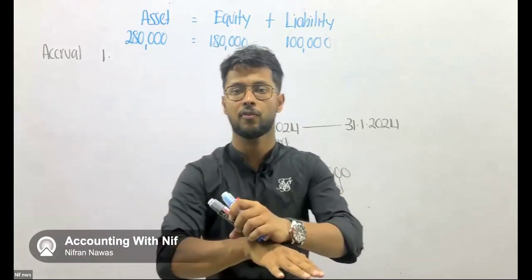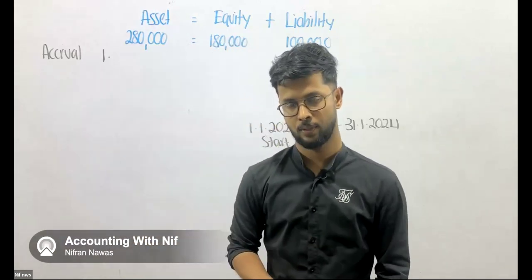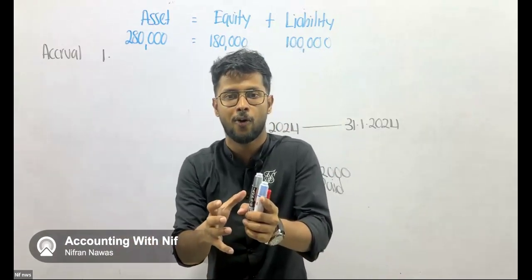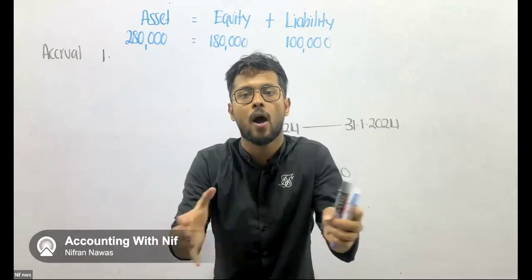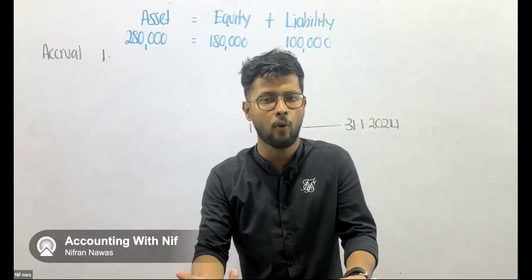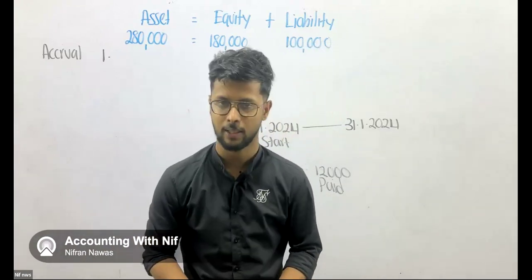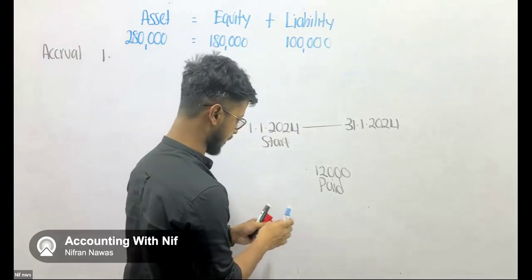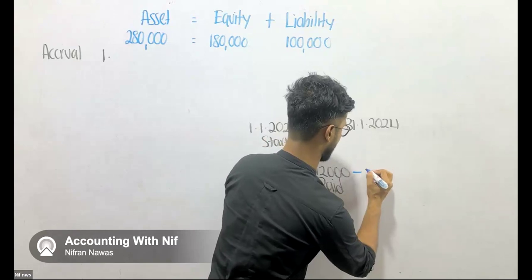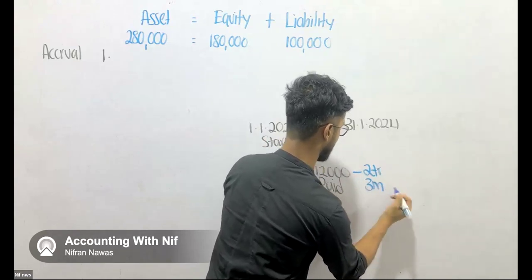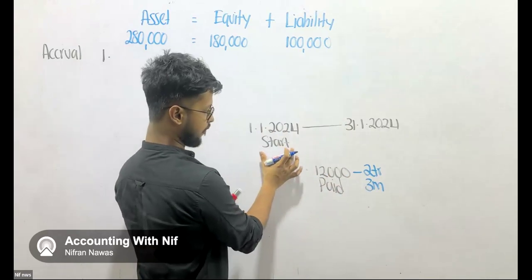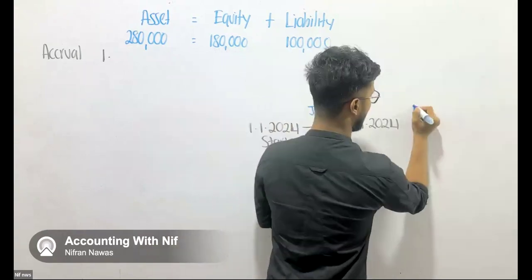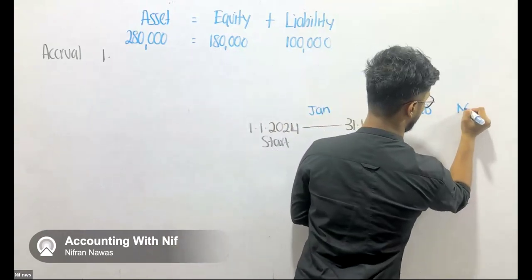But did we pay 12,000 for the entire month? No. We didn't pay 12,000 for the entire month. The rent that we paid is not just for January. It's basically for a quarter. So how many months are included in a quarter? 3 months. So they are basically paying 12,000 rent for a quarter. A quarter means 3 months, starting from January, which means we paid rent for January. We also paid rent for February and March.